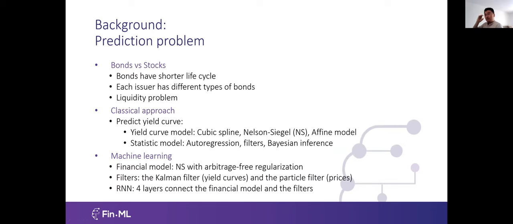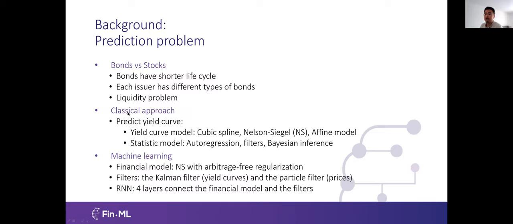So next I will introduce the prediction problem. So first we compare the bond and the stock. Stock is equity, bond is a kind of loan. And also the bond has a shorter life than the stocks. Usually a bond will be around a couple of years, and then a new bond can be issued at any time. And the last problem about the bond is the liquidity problem, because sometimes this bond may be traded only once a month. So the data is very sparse for the illiquid bond issues. So that's the main problem we are facing, and later on we'll tackle how to address it for the bond data.